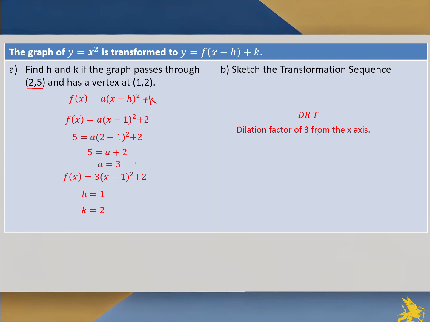And then I look at the translation, the horizontal and vertical shift. So horizontal is always looking at what is going on here in the brackets. So x must be 1 to make that 0. So it's a shift of 1 unit in the positive direction. Then we've got the vertical shift. The vertical shift is always what's on the outside, and it's +2. So it's 2 units push, translating up in the positive direction of the vertical shift. Okay.